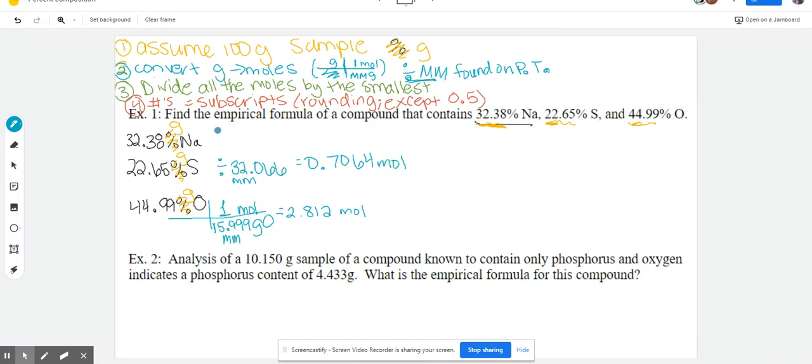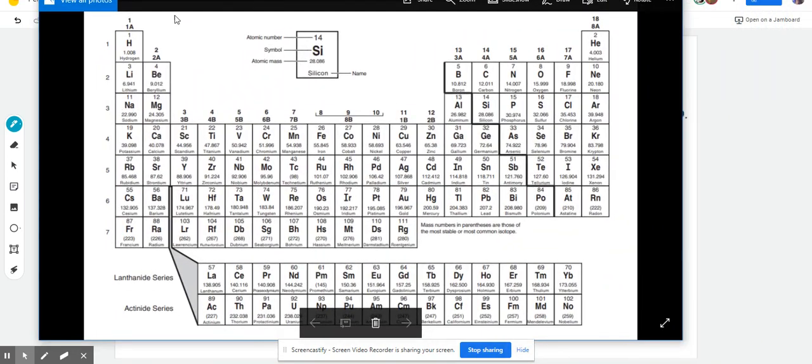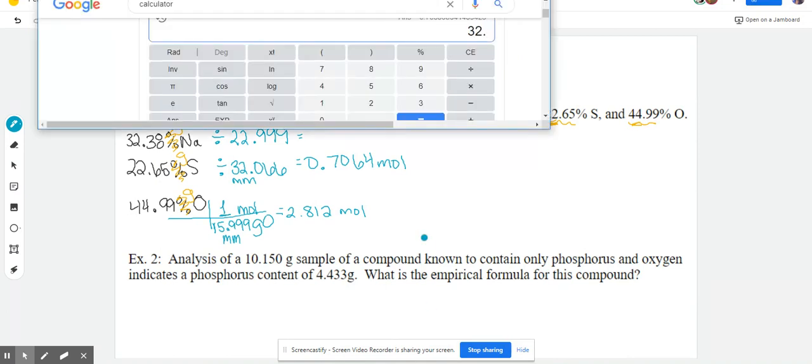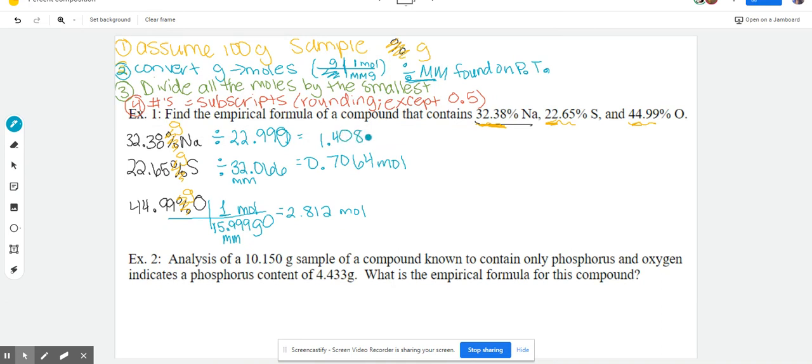And then finally, we're going to divide our sodium amount by the sodium molar mass, 22.990. So when we type that one in, we get 32.38 divided by 22.990. Should have said 0 right there. And when we do that, we end up with 1.408. Okay, so we just finished step 2. Now we're on step 3.